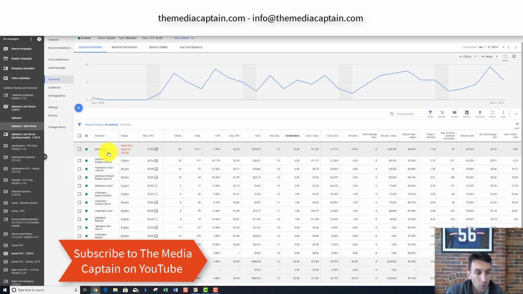And the other thing that I did was that you can see for the bid, I actually went in for Alpheon eyelash serum and I increased the bid so it has a higher bid than just Alpheon since it's converting better. That's it, guys. I mean, it's a quick hack. It can really help improve your PPC performance.